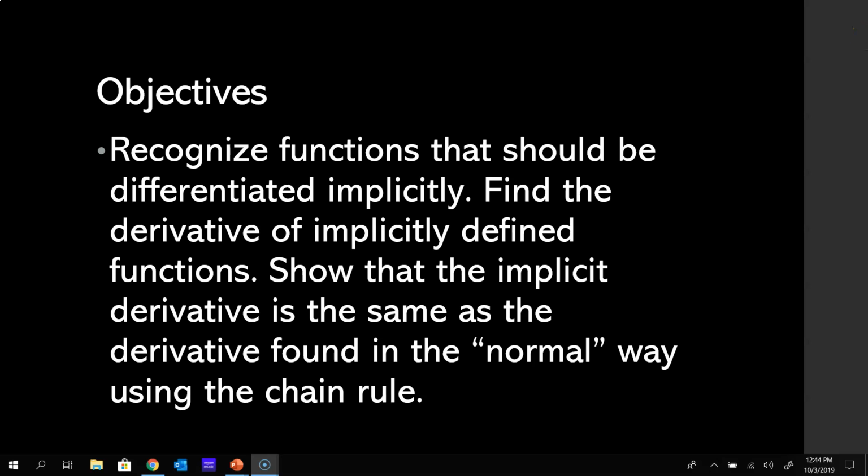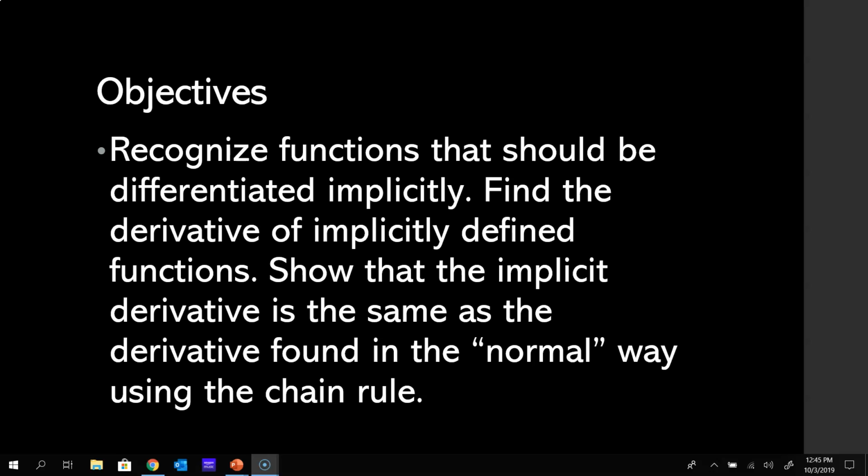I'm going to show you some more examples of how to use implicit differentiation. So our objectives are the same as last time. We're going to focus more on recognizing functions that should be differentiated implicitly. We're going to find a lot of those derivatives.